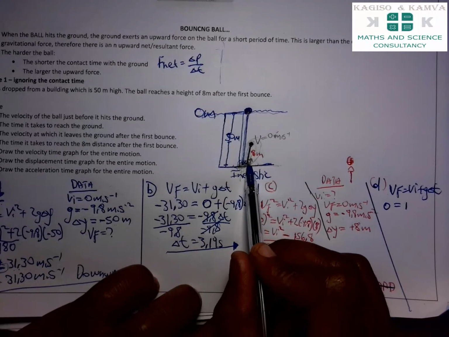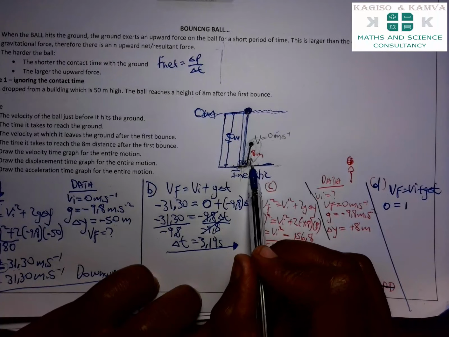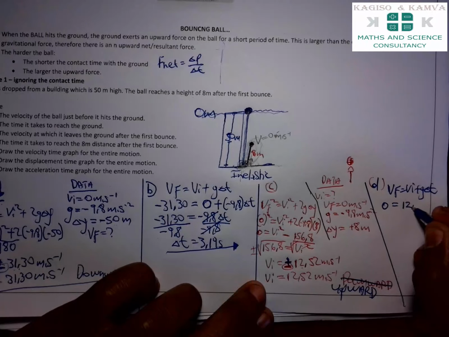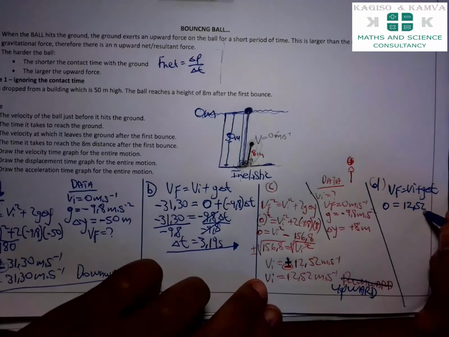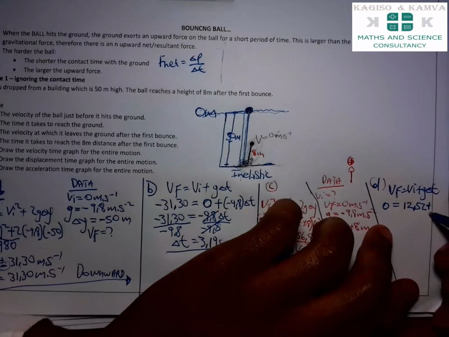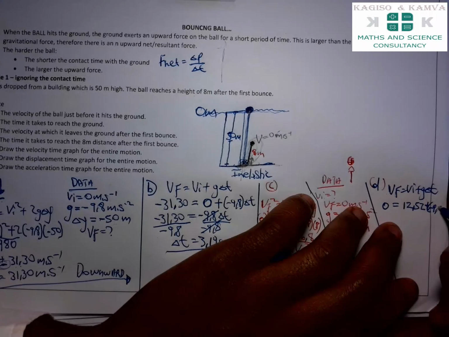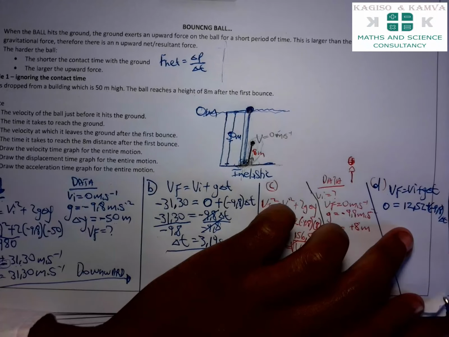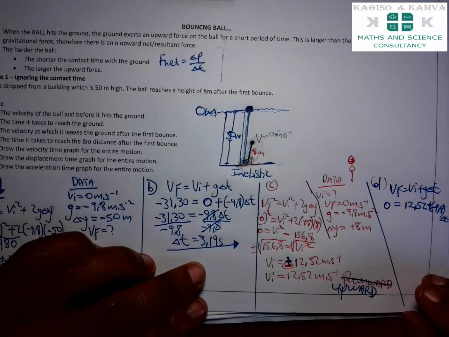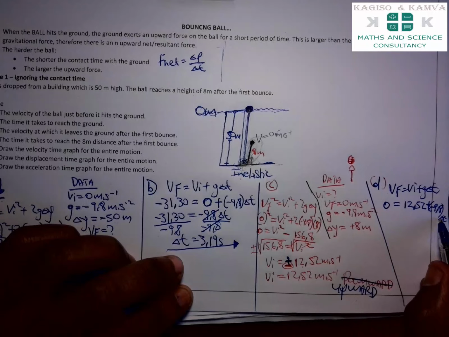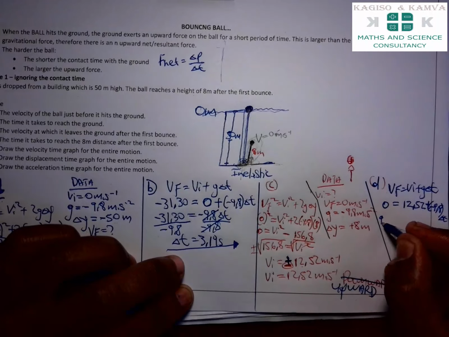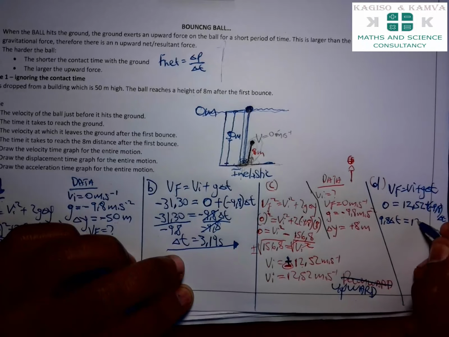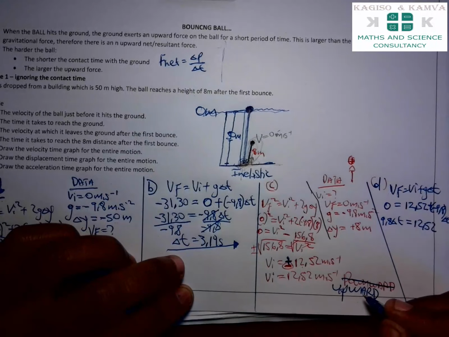This initial velocity is the velocity of it going up, so that will be 12,52 plus negative 9,8 changing time. Now we transpose this to the other side. We're going to have 9,8 changing time is equal to 12,52.